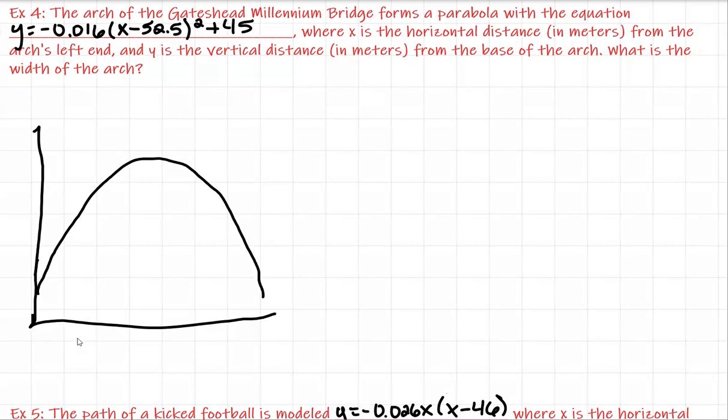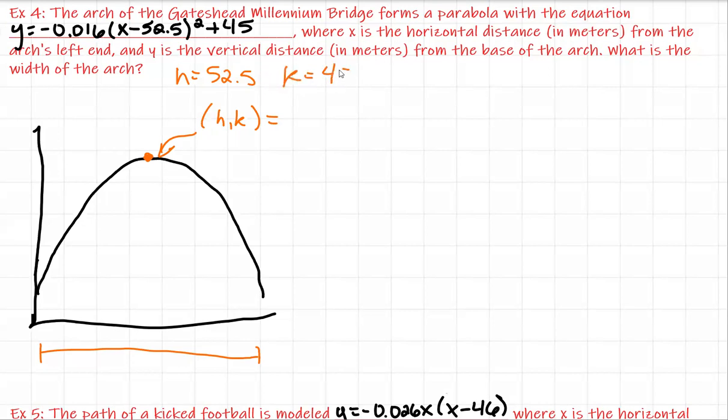We want to find, I'm gonna do it down here just to be safe, this distance. Now you might be thinking, I don't know how to get that. Well, you know a few things, right? This is our vertex form. So we know that the vertex is right here, and it's (h, k). In this case h is 52.5, and k, sorry, is 45. So it's (52.5, 45).